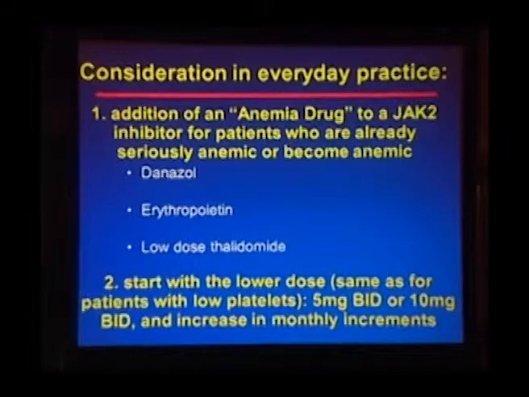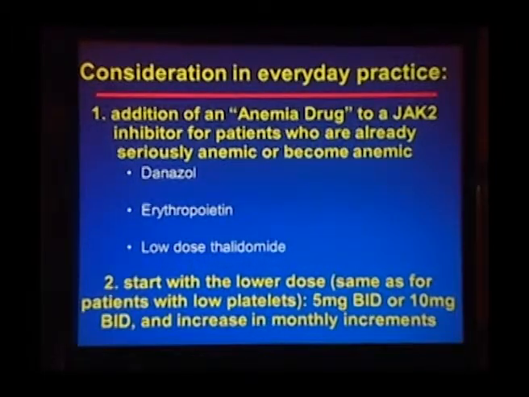What about the patients that are anemic or become anemic? Well, in the past, we always combined things together. There was no drug that would do all things at the same time. So why not combine things together? If you have a drug that improves the spleen and symptoms and patient is anemic, why not add a medication that would improve anemia potentially? So we do this by adding, at least in my clinic, I like danazol. This is like testosterone-like medication, and there are other possibilities.